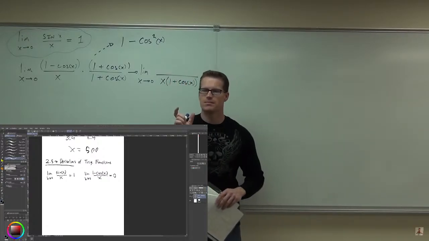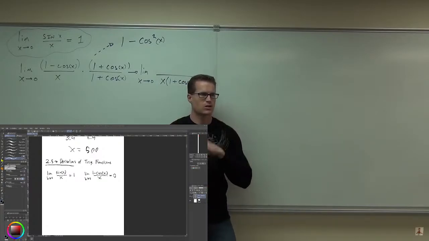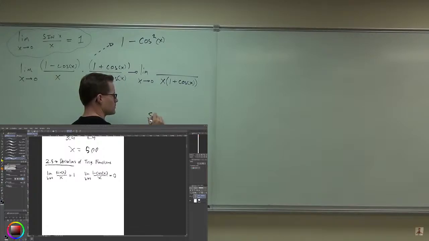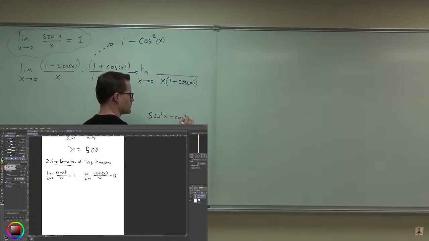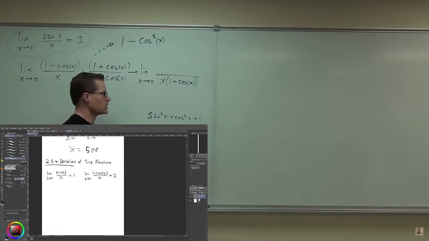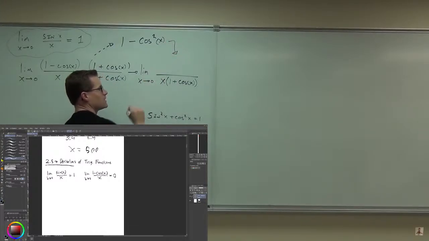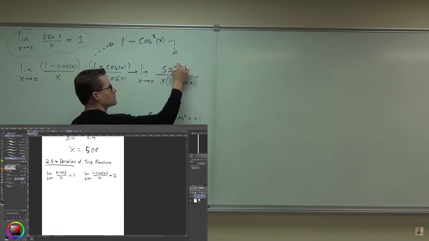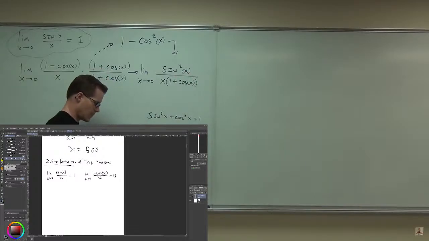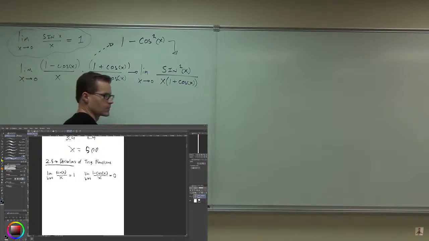That's right. Because, listen, if sine squared plus cosine squared equals 1, which it is true, and if I subtract cosine squared from both sides, we make up another identity. We make up the identity 1 minus cosine squared x is equivalent to sine squared x. Therefore, this thing is equivalent to sine squared x. Can you follow so far?